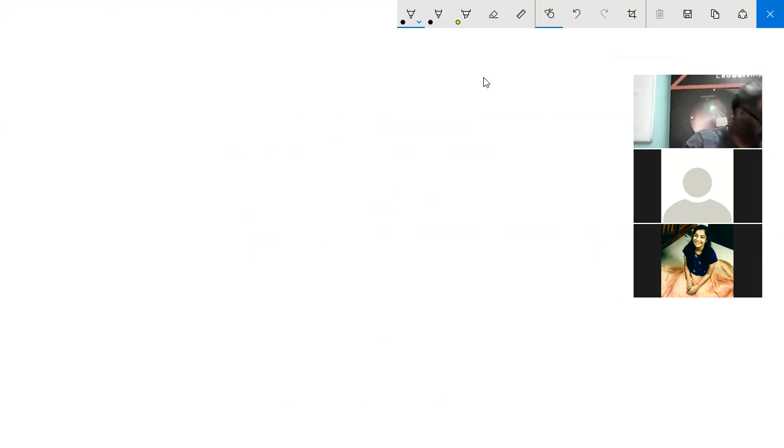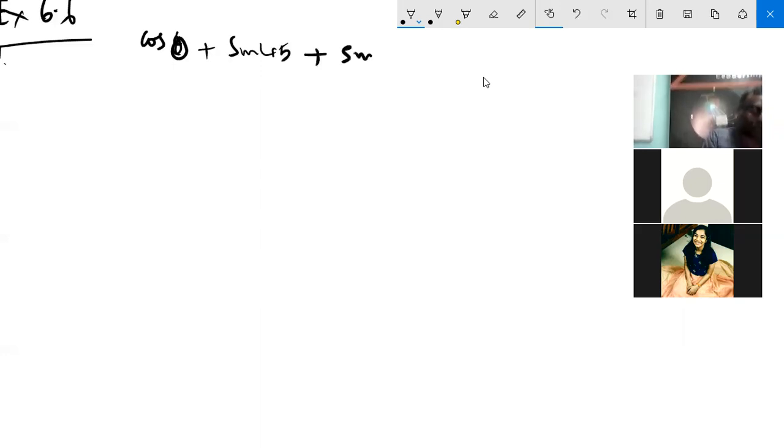Now, what they are telling: find the values of the following. Example 6.6. Cos 0 plus sin 45 plus sin 30, multiplied by sin 90 minus cos 45 plus cos 60. See, it's getting complex. You wanted complexity, it's getting complex.